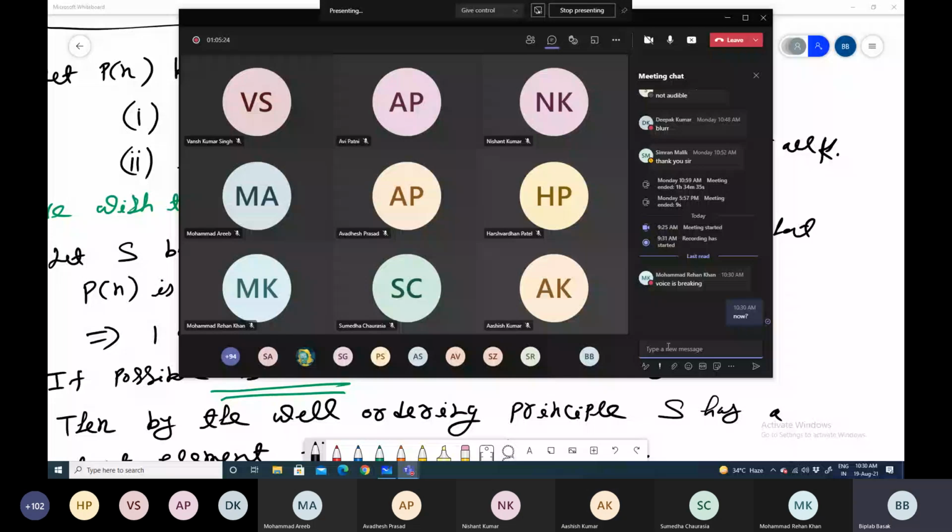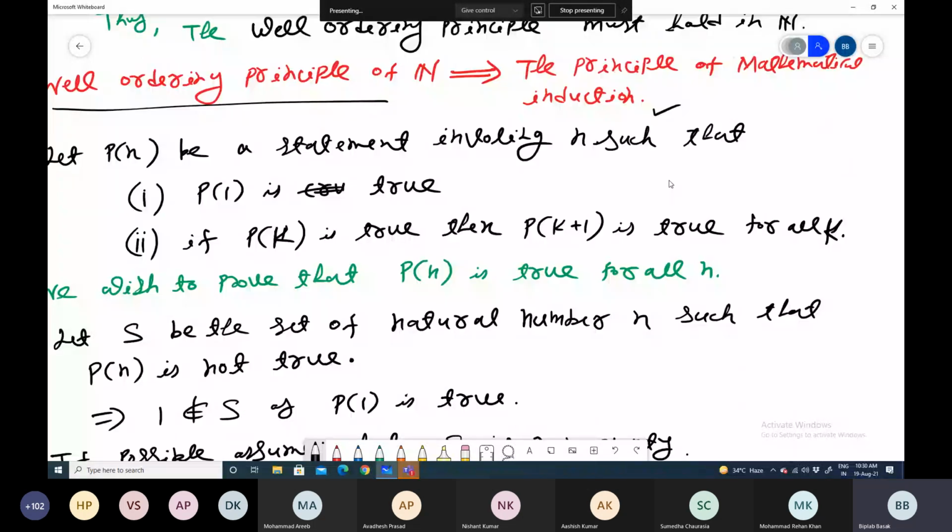What is actually the principle of mathematical induction? So if P1 is true and if Pk is true implies that Pk plus 1 is also true, then we can say that it's true for all n. Okay, so that's why these two are our assumption, or you can say hypothesis, and this is my conclusion.